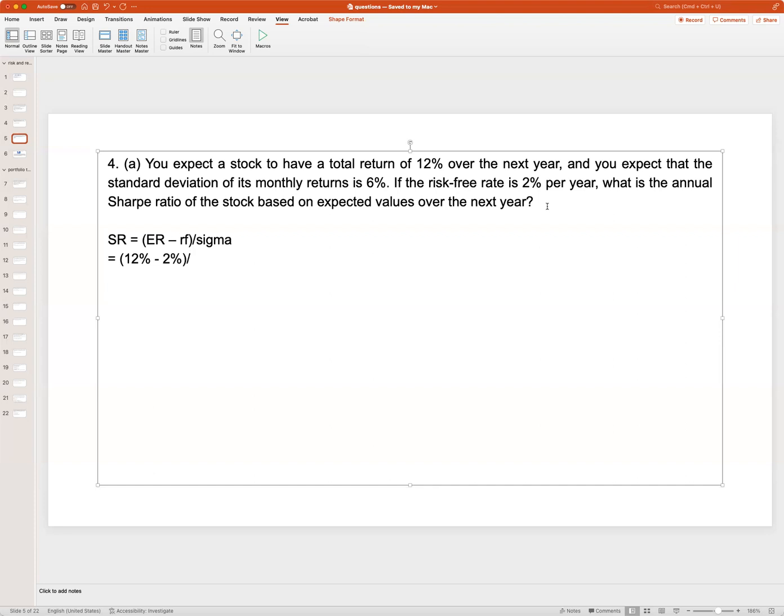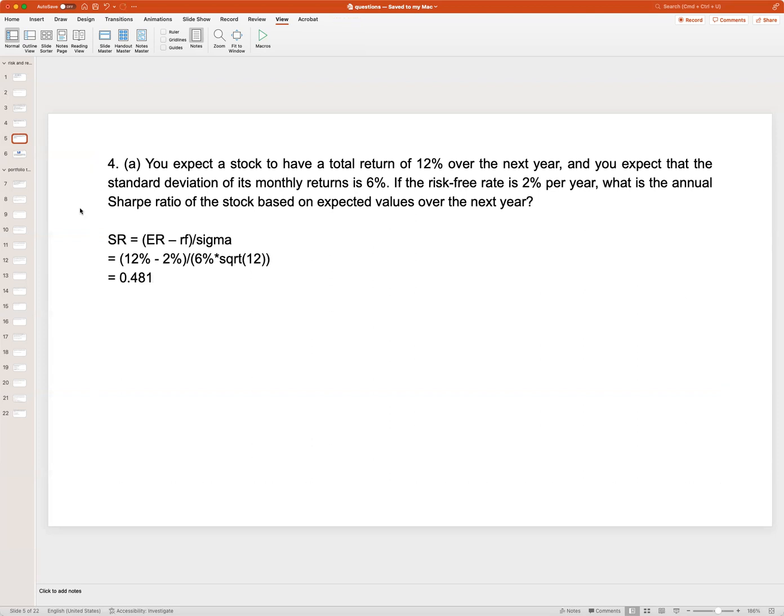A year has 12 months in it. So the standard deviation for the annual return would be the monthly standard deviation times the square root of 12. Because the monthly return standard deviation grows at the square root of time t. So it grows at the speed of the square root of 12 to the annual number. You can just copy paste this entire equation to an Excel spreadsheet, and the correct answer gives you 0.481. So that is the Sharpe ratio of this stock.